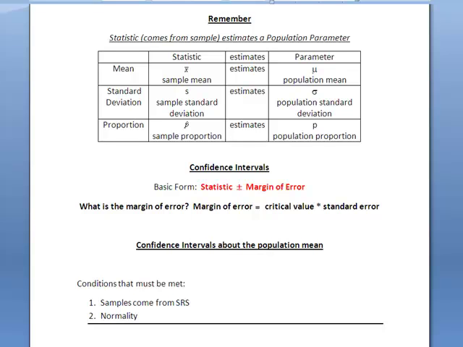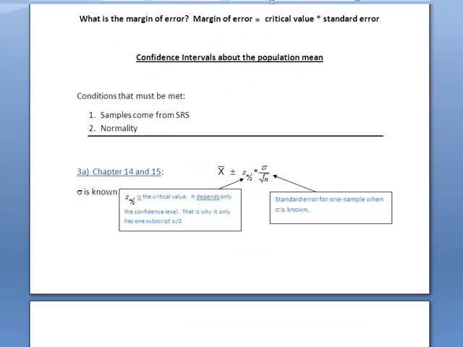Now there are conditions that must be met in order to do confidence intervals in the way that we've done them in our class. And remember what they were. First of all, our samples had to come from a simple random sample. We had normality. And then the third one is what caused the 4 different cases that we've learned in doing our confidence intervals. So let's look at them.